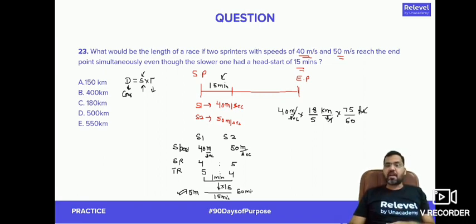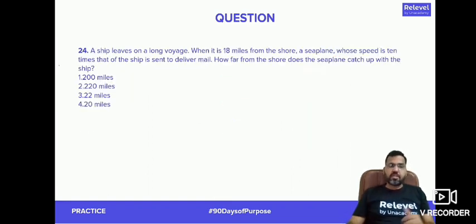The 6 and 6 will get cancelled. So you can get the length of the race from this point. This will get cancelled with 15. This cancels with 4. This cancels with 10. 18 into 10, that is 180 kilometer. And this would be the correct answer to the question, which is option number C. Moving on to question number 24.